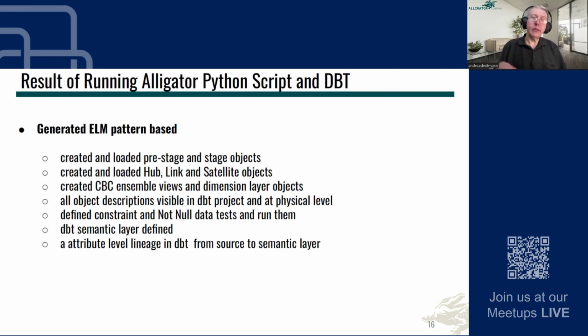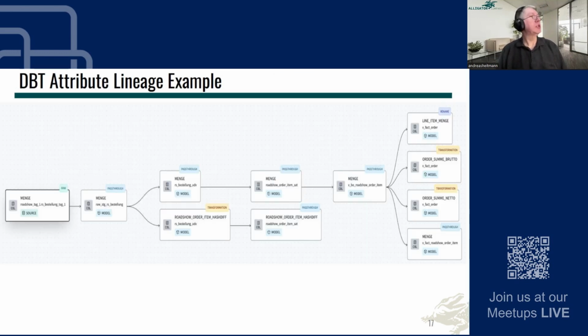It's very helpful. For example, if you have a dimensional model in your reporting tool and then you're just going with a mouse over it and then you see the description of your customer which you defined in the Elm model. As I said, all constraint and not null tests are run. You can decide if you then make an error or just a warning if you have errors. The semantic layer is defined, and you have an attribute lineage on an attribute level, which I'm showing you here.